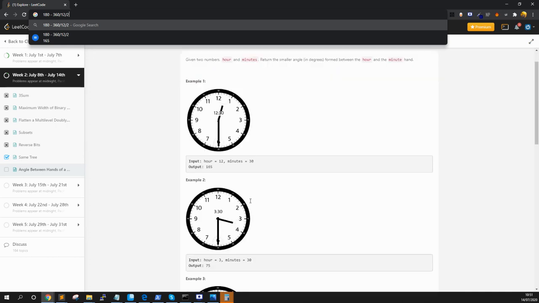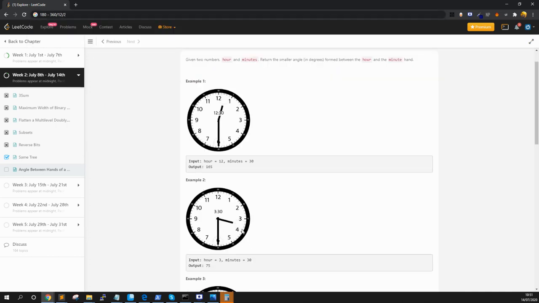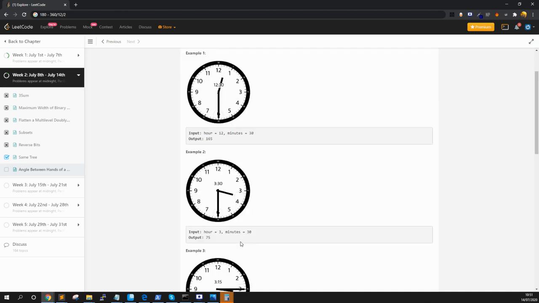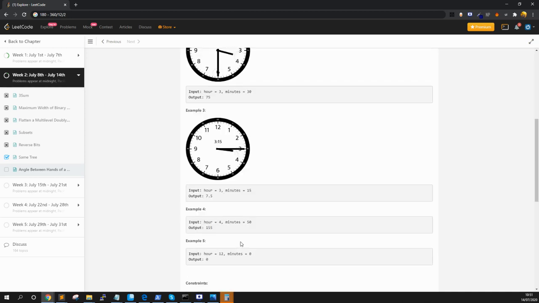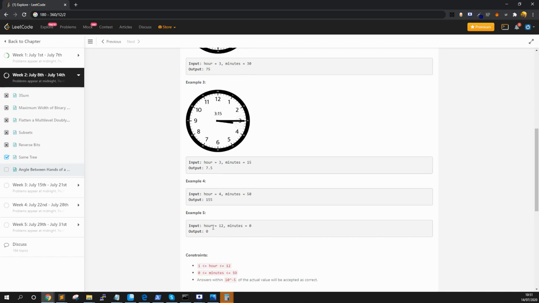So we can continue and see how it goes. Same here. I will not go through all the examples. But at 12:00, you can see the output is 0, because the minutes and the hour hands are both on 12, and so on and so forth.